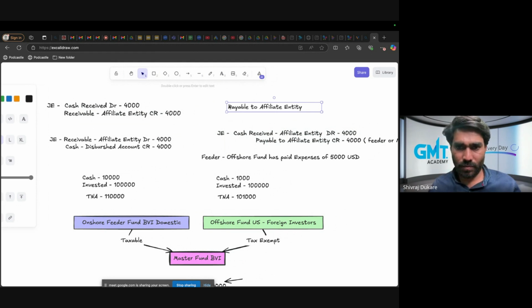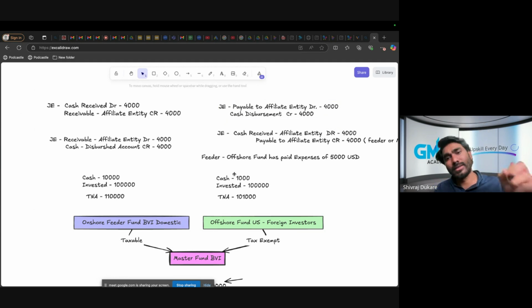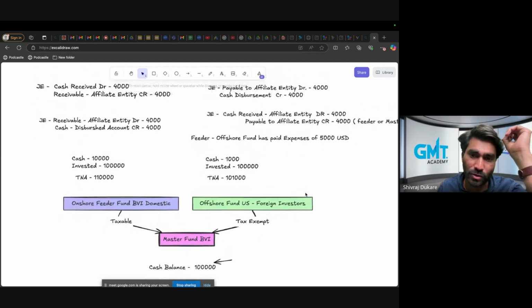And on the other side, payable to affiliate entity, which is debit 4,000, to cash disbursement to the affiliate entity, again credit just 4K. So this is how your accounting works. I would request you to note down this as well.